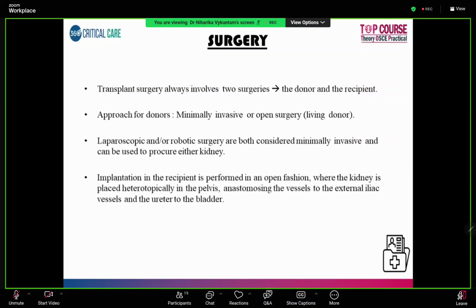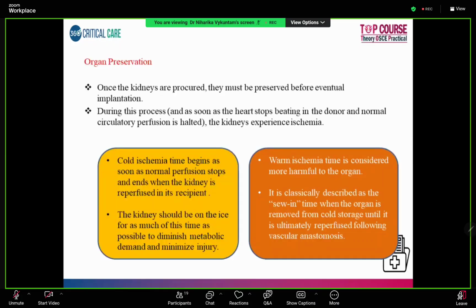Okay. So what do you do there? The kidney is actually placed heterotopically in the pelvis, and you anastomose the vessels to the external iliac vessels, and you have to anastomose the ureter to the bladder. Okay, this is how the surgery is performed.